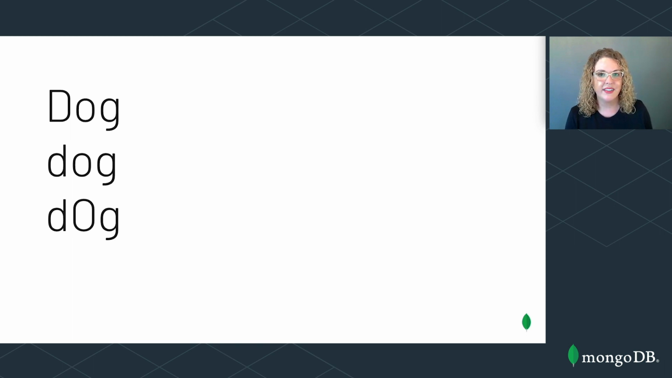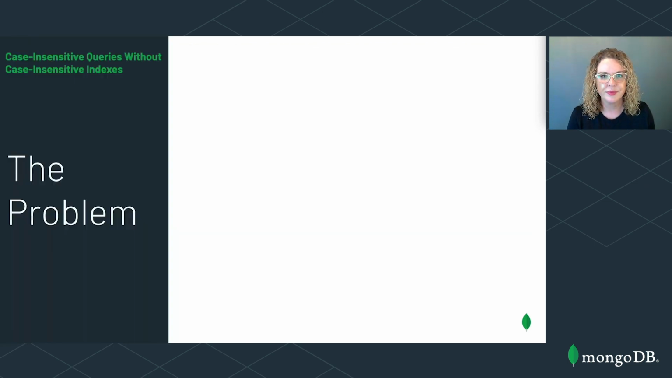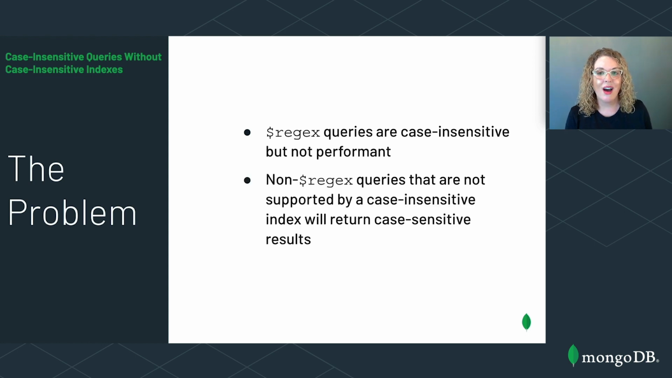Now, not having a case-insensitive index can create surprising query results or slow queries and make you hate everything. Now, the good news is, once you know the details of how case-insensitive queries work, the implementation is fairly simple. So let's dive in. So how can you get into trouble here? Well, there are two big ways. Regex queries with the i option will give you the case-insensitive results, meaning that you'll get all of the results back that match regardless of the letter case. Unfortunately, regex cannot efficiently utilize case-insensitive indexes, so these queries can be very slow, depending on how much data is in your collection. The other way you can get into trouble is non-regex queries.